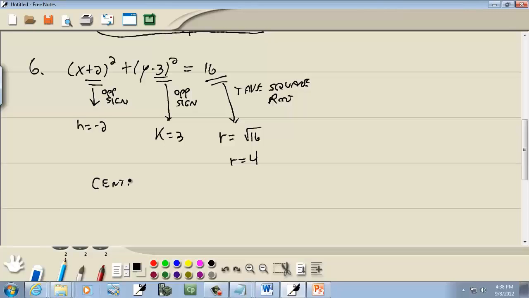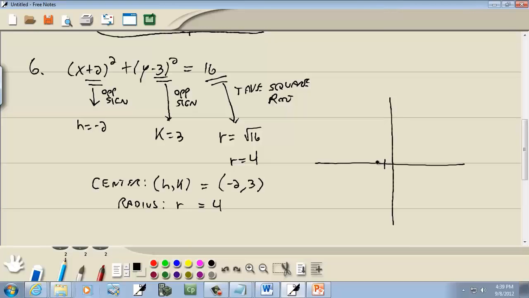So our center is (h, k), which we said h was -2 and k is 3. And our radius is r, which is 4. Okay, so let's take a look at the graph. (-2, 3).